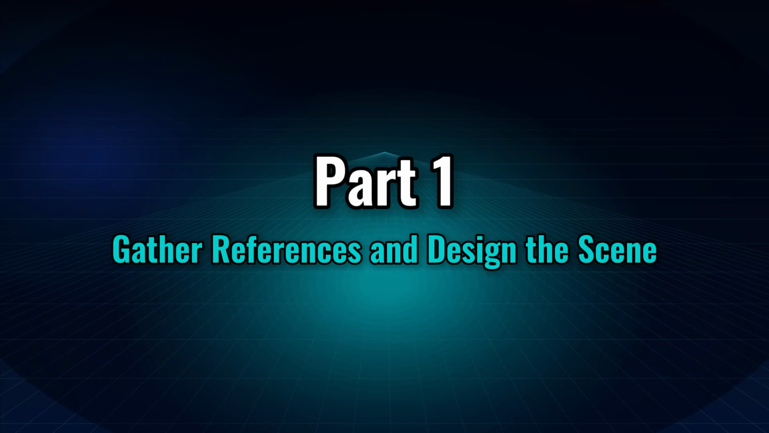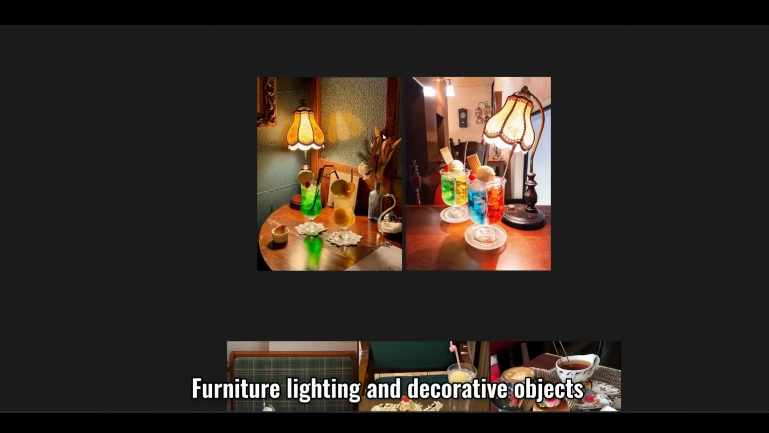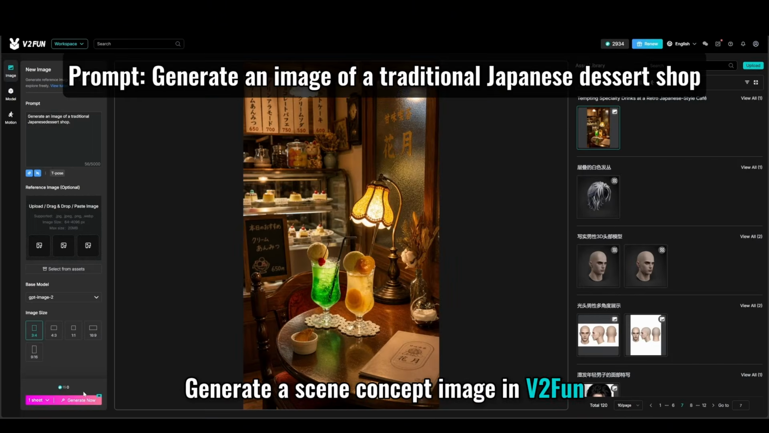Part 1. Gather references and design the scene. Define the overall style of the scene. Collect reference images for the layout, furniture, lighting, and decorative objects. With the references ready, generate a scene concept image in V2Fun.